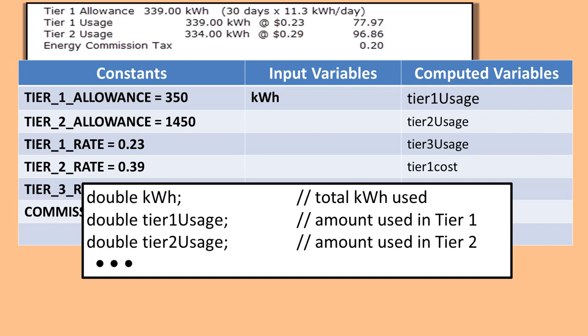Double kWh, total kilowatt hours used. Double tier1Usage, amount used in Tier 1. Double tier2Usage, amount used in Tier 2. I got you started declaring the variables. You need to follow this pattern and declare the rest of the variables.